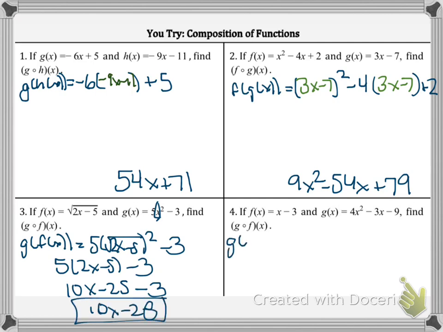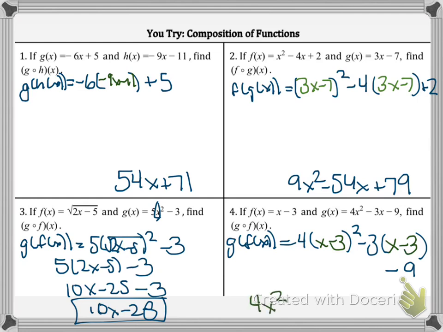The last one, g of f of x. So you start writing out the g function, and then you'll plug in the f into there. So this is 4 times x minus 3, and then squared, minus 3 times the x minus 3, and then minus 9. So the final answer to that is 4x squared minus 27x plus 36. In the next video, I'll go through and work through each problem if you need to watch that as well.